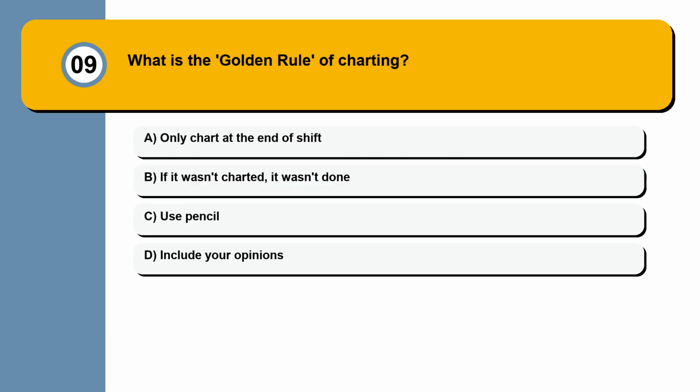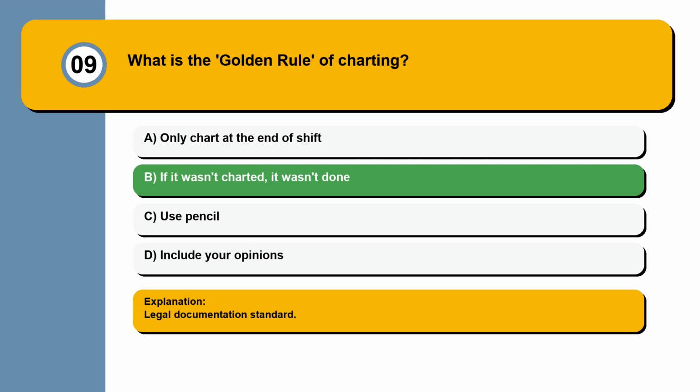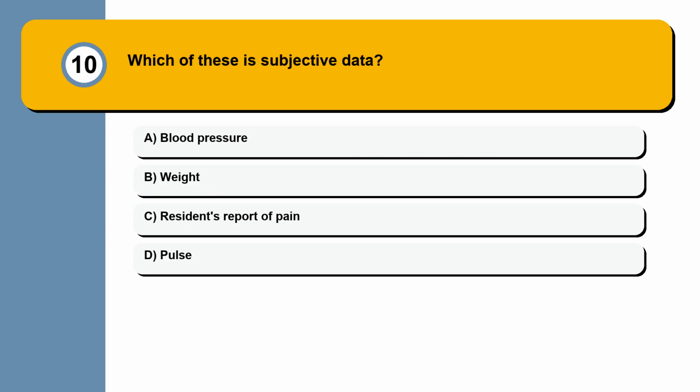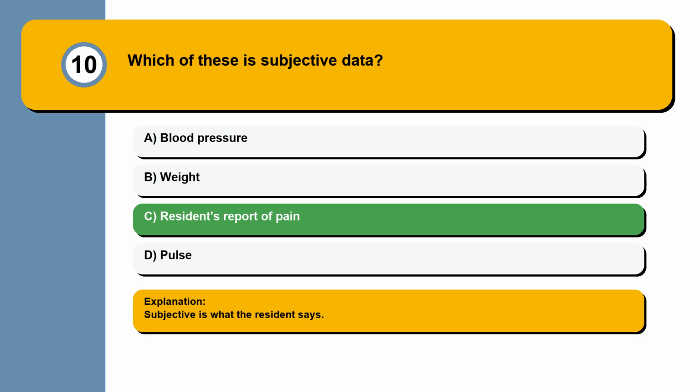Question 9. What is the golden rule of charting? Only chart at the end of shift. If it wasn't charted, it wasn't done. Use pencil. Include your opinions. Legal documentation standard. Question 10. Which of these is subjective data? Blood pressure, weight, resident's report of pain, pulse. Subjective is what the resident says.